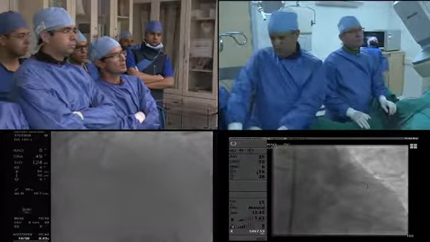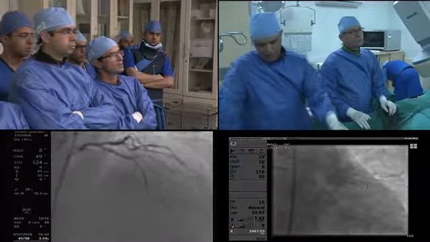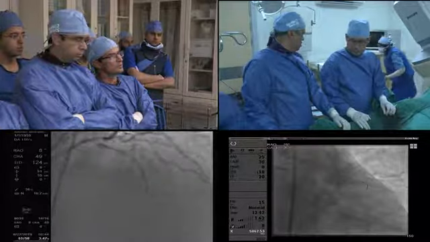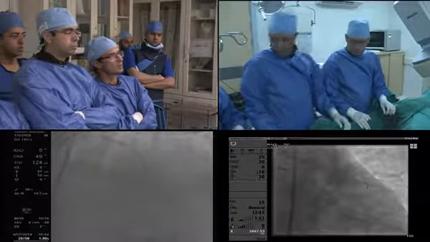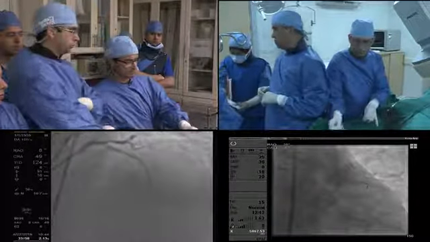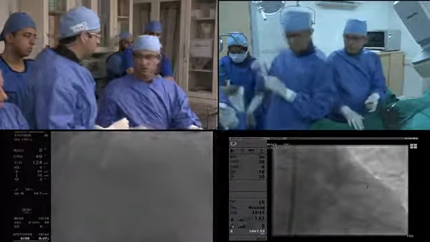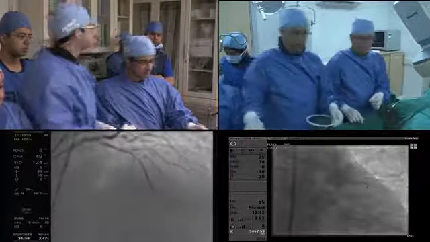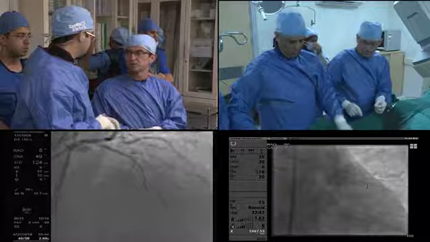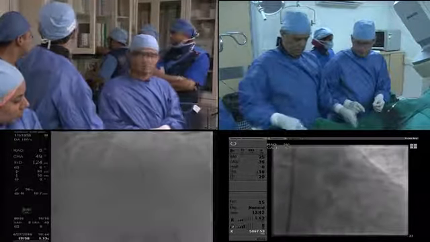Okay, let's predilate. 2.5 by 20, non-compliant, 2.5 by 20. Why 20? It's a long lesion.